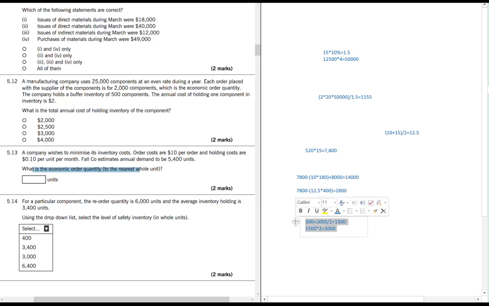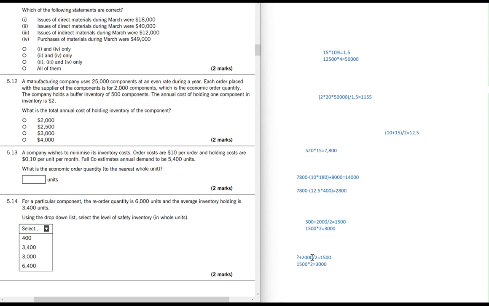If I take this question and I put a question mark here, the order quantity is given, which is 6,000. The average inventory is also given, which is 3,400. So 3,400 here as well. So I don't need to find the cost. Now using this, I can find the average inventory.